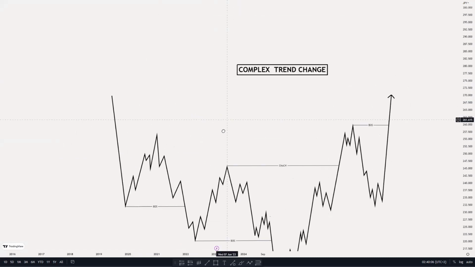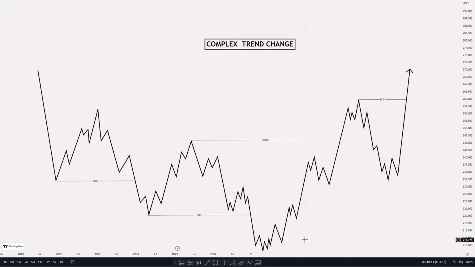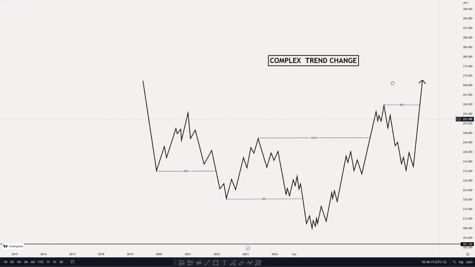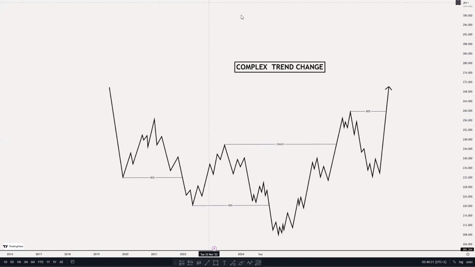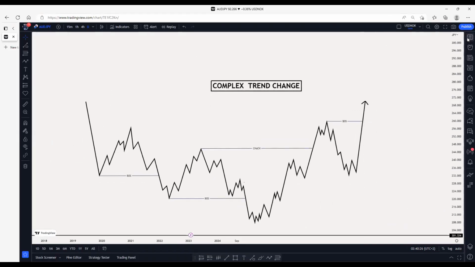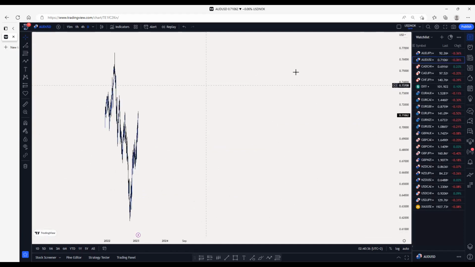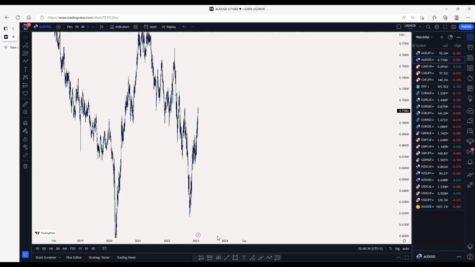Okay, so this is the end of the theory side. What we'll be doing is hopping into the chart and spotting the same thing. Let's go straight into it. Let's pick a pair. Okay, let's have a look at AUD/USD. Let's change to the other chart.